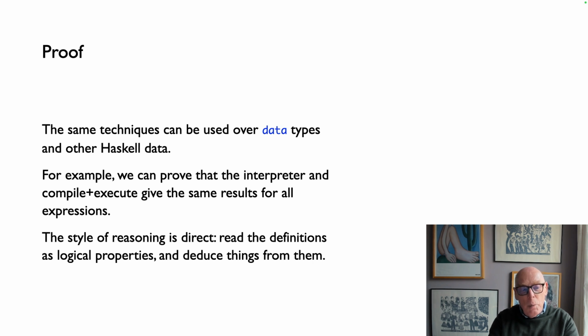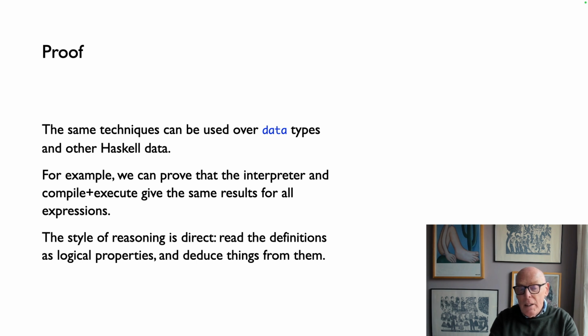And just one final thing to say about proof for functional programs. It's different from the way you reason about imperative programs with invariants and so on. It's direct reasoning. We read the definitions of functions as logical properties and we deduce things from them. It's a very direct way.